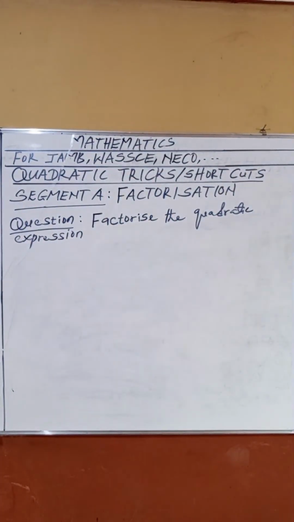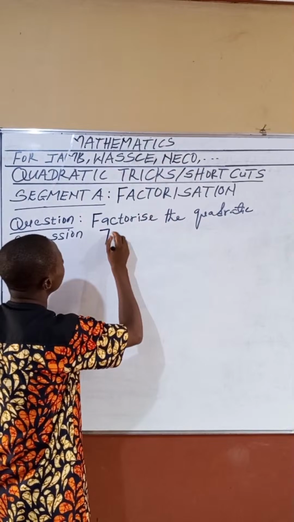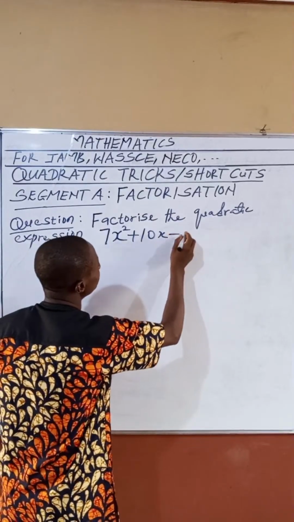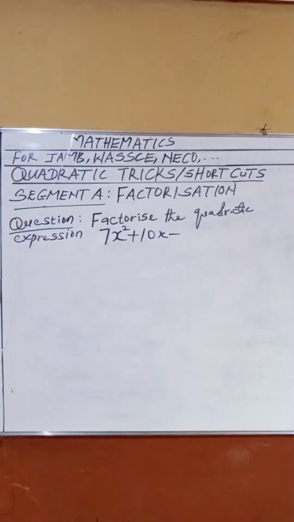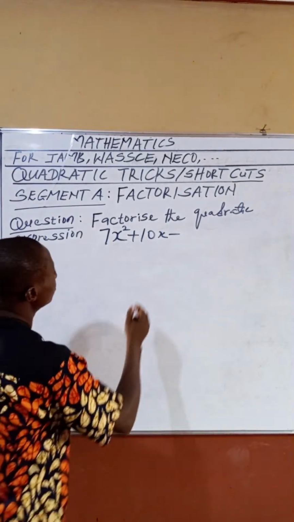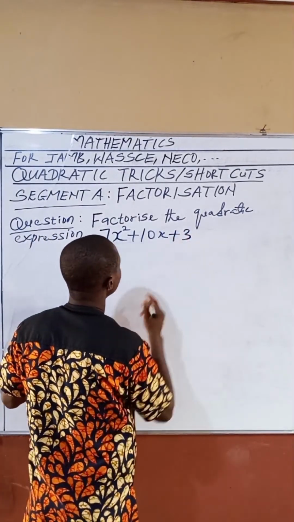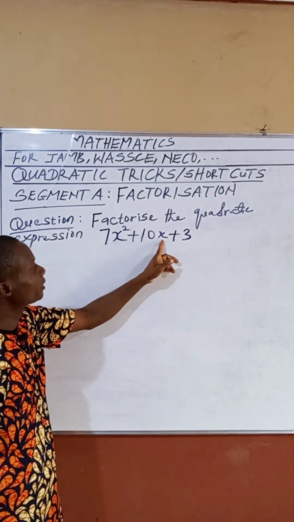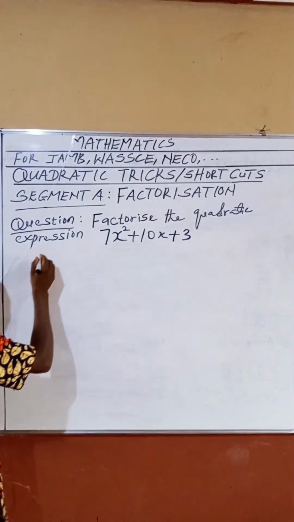So let's solve this quadratic expression. Factorize 7x squared plus 10x plus 3. So this is what we have right now: 7x squared plus 10x plus 3. So how are we going to solve this?